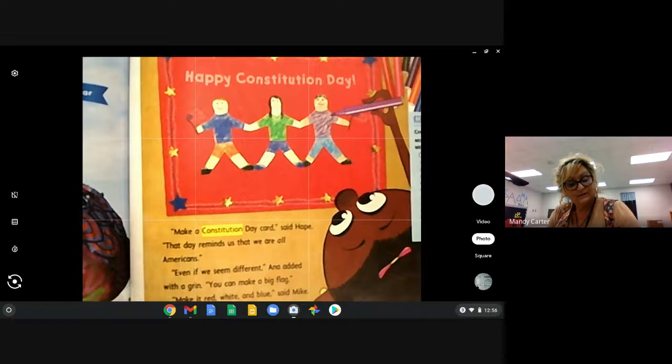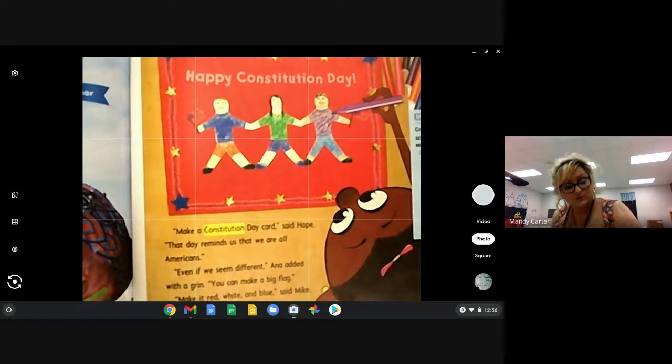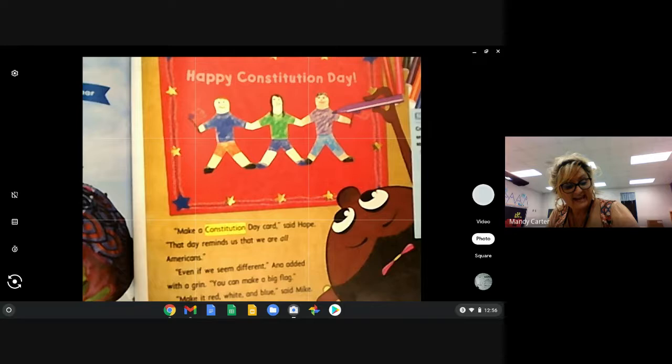So have you noticed that they're working towards solving the problem that they have? Dave is going to choose a holiday and make a card.